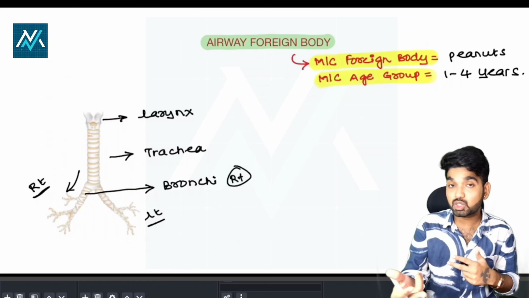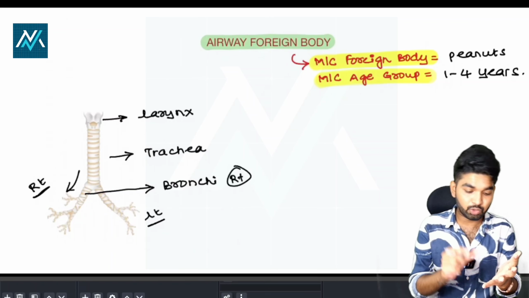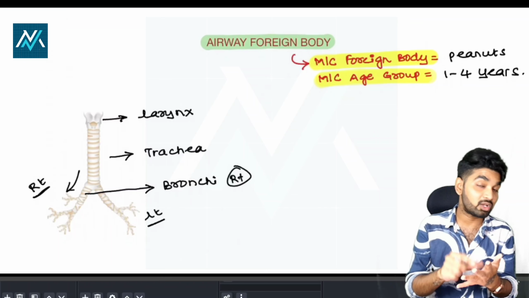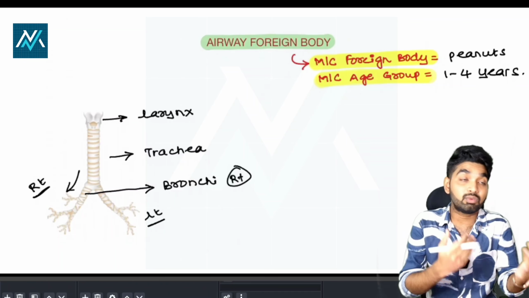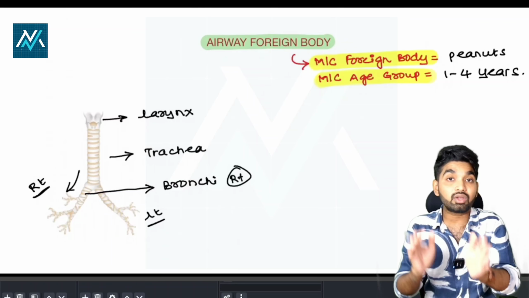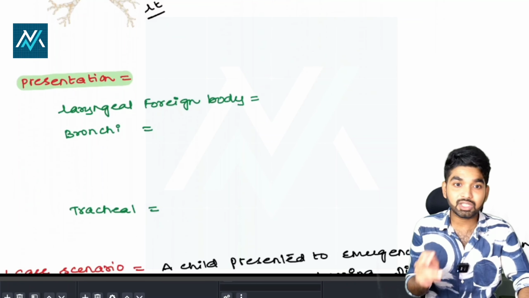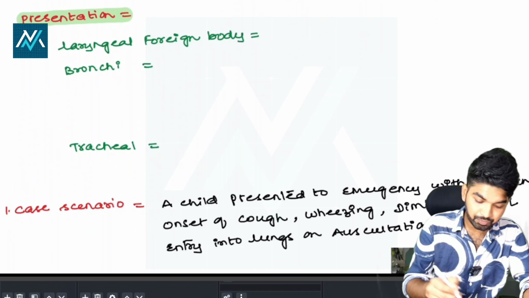Now your next question to me will be, Suman sir, you are telling that the foreign body can be at the level of larynx, bronchi or trachea. How will I come to know whether the foreign body is in the larynx, bronchi or trachea? So now see here, we'll come to the presentation. For this, you need to understand the presentation.